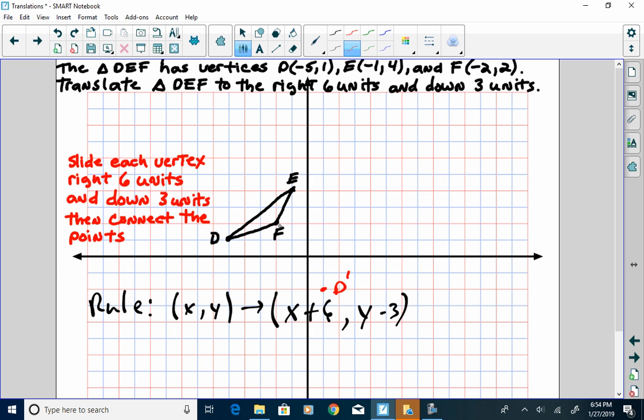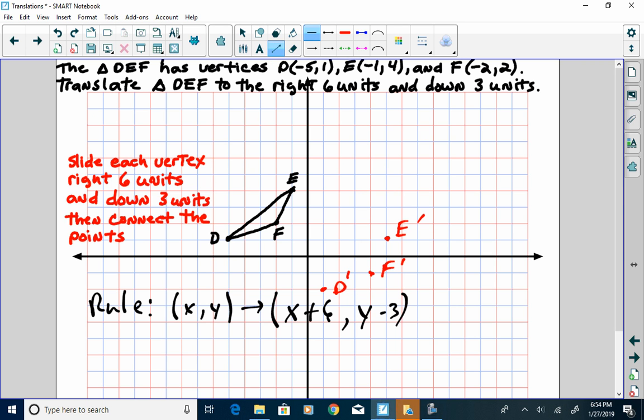Point F, 6 right. 1, 2, 3, 4, 5, and 6. 3 down. 1, 2, and 3. Right, I put a point, and that's my F prime. And then point E, I want to go 6 right. 1, 2, 3, 4, 5, and 6. 3 down. 1, 2, and 3. Put a point, and that's going to be my E prime.